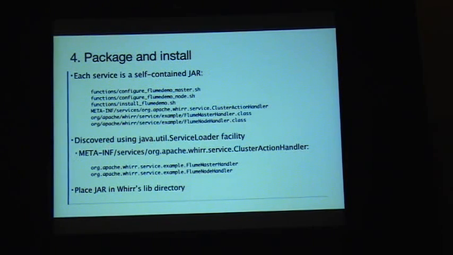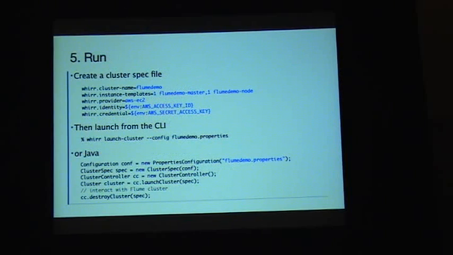The next step is just to package it into a jar. It has to have a particular layout. You can do that very easily, obviously, without automating. It actually uses a feature of Java called the service loader facility, which allows Whirr to discover the handlers. So we're basically registering two handlers here, the master handler and the node handler. And then the last step is just to run it.